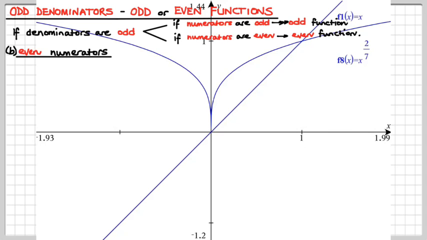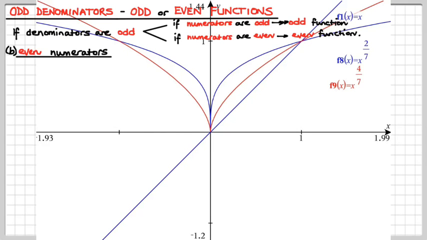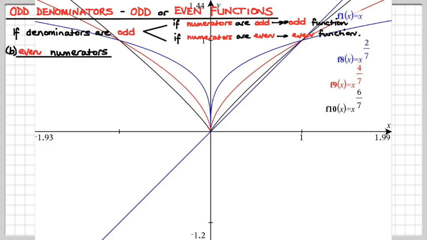Now, let's do the next one. That's x to the 4 over 7. Now, see, the trend is your friend. The fractions are getting bigger towards 1, and the graphs are trending, getting closer to the line y equals x to the 1. Yeah, isn't that true? Isn't that marvellous? Now, there's x to the 6 over 7, almost on top of the line y equals x to the 1. And now I think we better do 8 over 7.